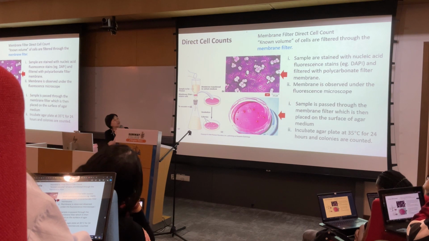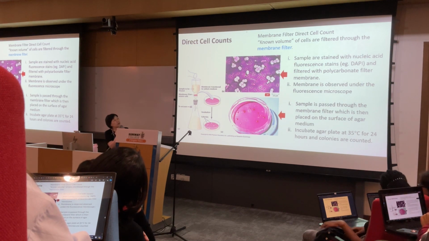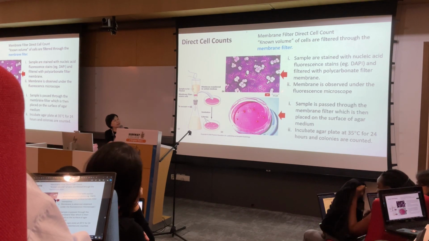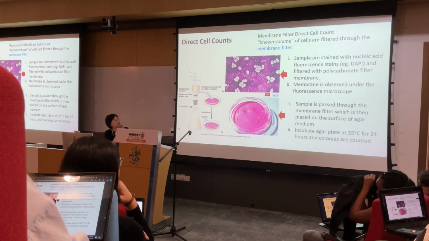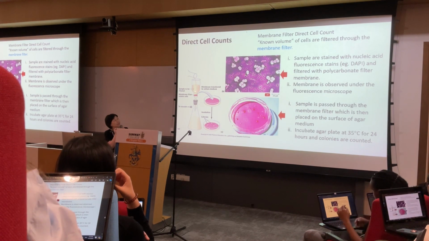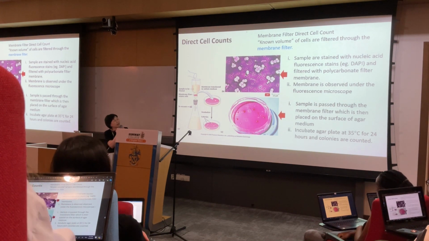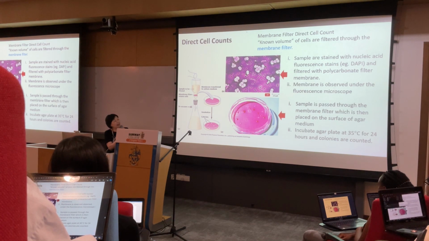So they are dying, so they are not quite accurate if you want to just get the number of viable cells. So in order to know how many viable cells are in your sample, you basically do the same, but you are not staining your sample. You just filter, get the membrane out, and place the membrane on the agar plate.